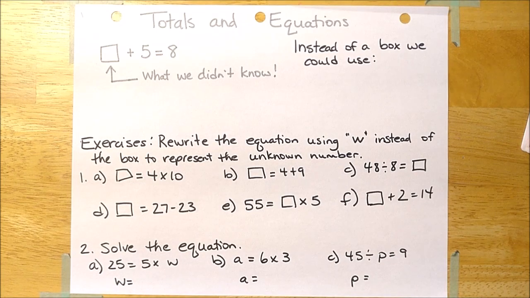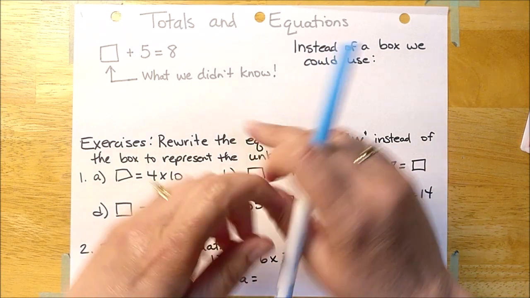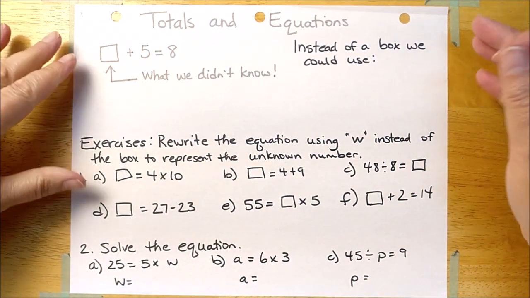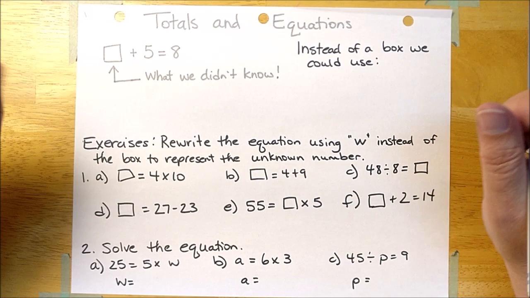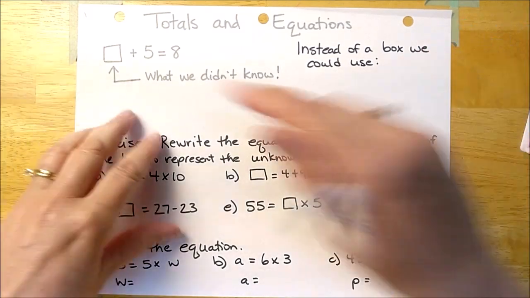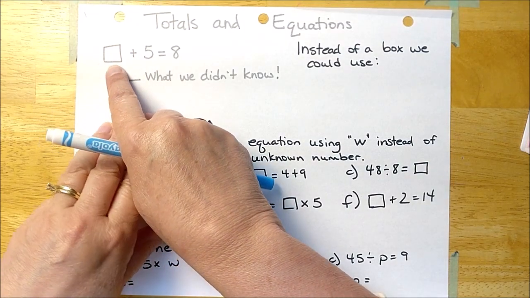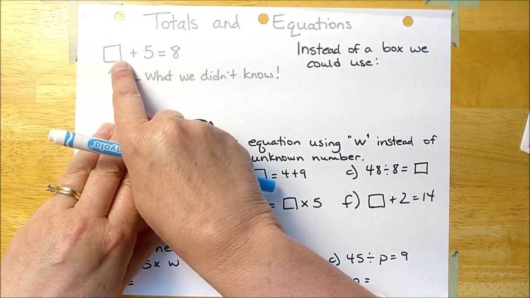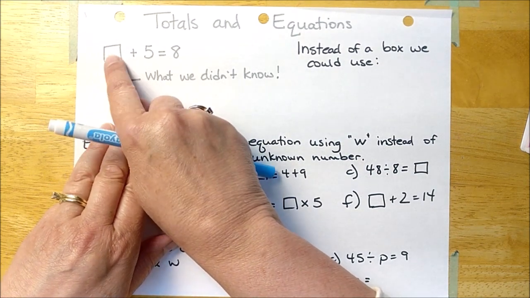Okay, grade 4, we are back for math, and today's lesson is called Totals and Equations. In Friday's lesson, when we did not know what the value of a number was, we put a box in that place. Often in our math books we've had just a blank when we didn't know what the number was. On Friday we had a box.